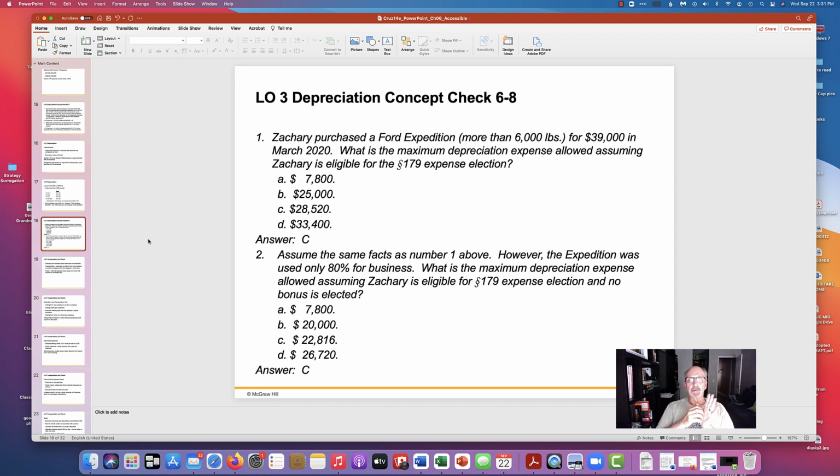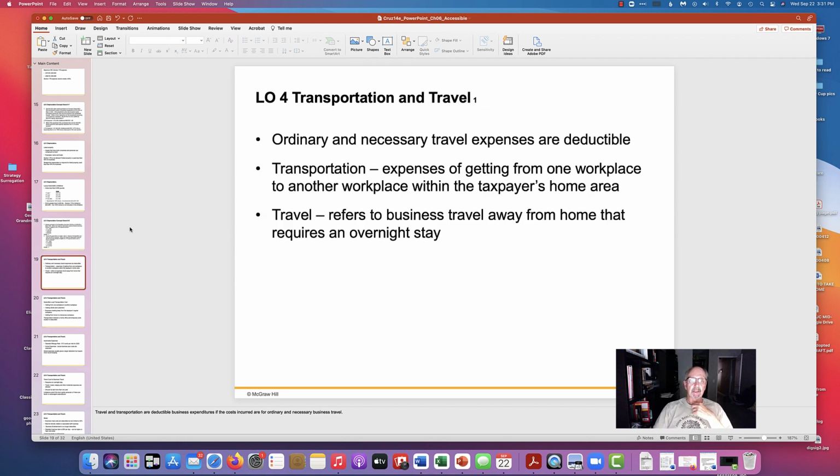Zachary purchased a Ford Expedition weighing more than 6,000 pounds for $39,000 in March 2020. What is the maximum depreciation expense allowed, assuming Zachary is eligible for the 179 expense election? 28,520.